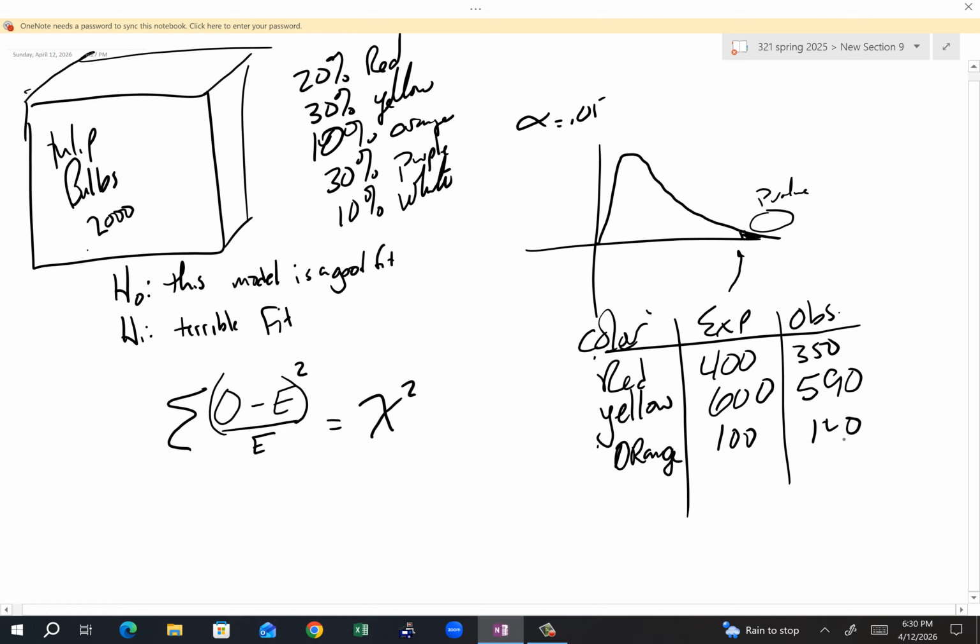Okay, interesting. Purple should be 600. We got 650. Now the last one should be 100. For a grand total of 1,000, am I right? I feel like I'm right. That's 1,000.